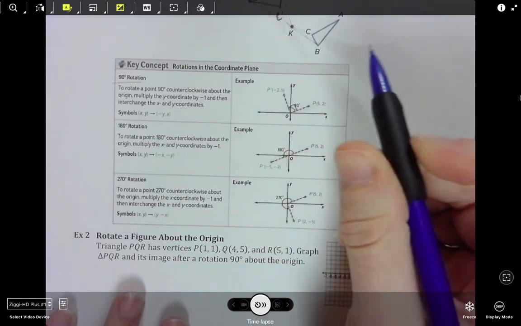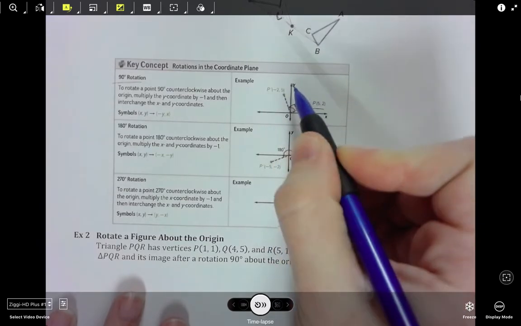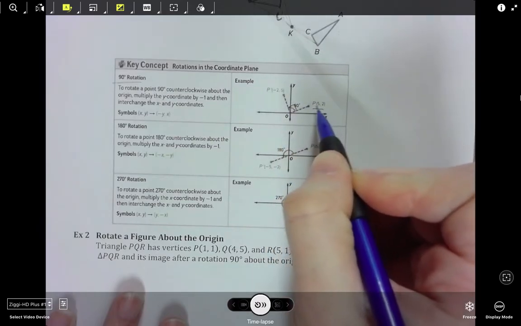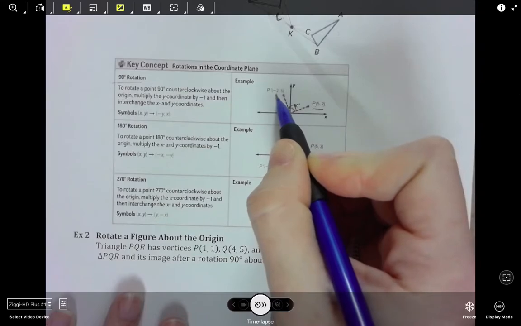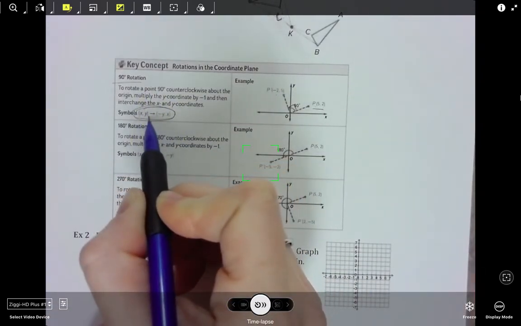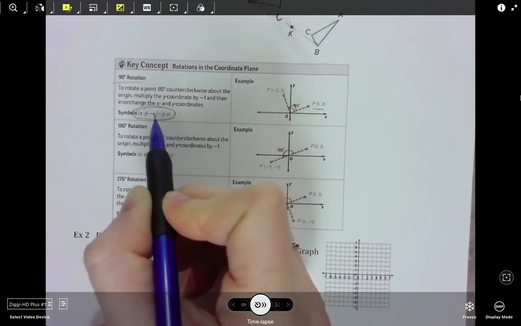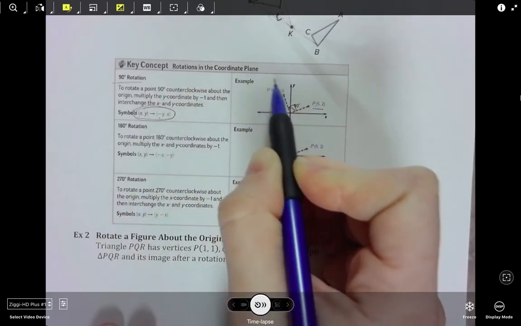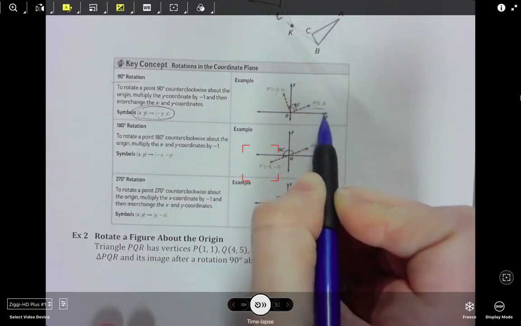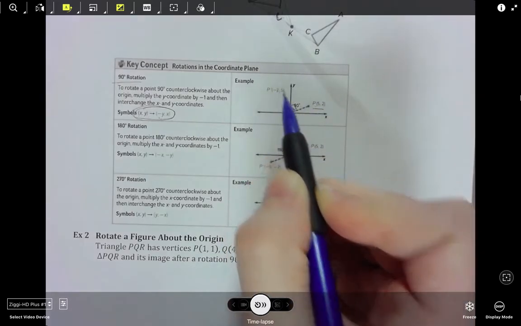When you're doing that, what will happen is this coordinate 5, 2 will become, they'll flip around. So instead of being 5, 2, it will be 2, 5, but the x coordinate will become negative. If you look at this little cheat sheet over here, the x and y will become negative y comma x. So they'll flip around, and then the first coordinate will become negative. Okay, the y coordinate over here will become negative over here, and it will be in the x spot.